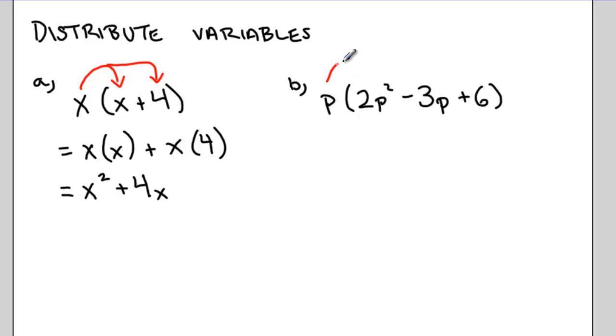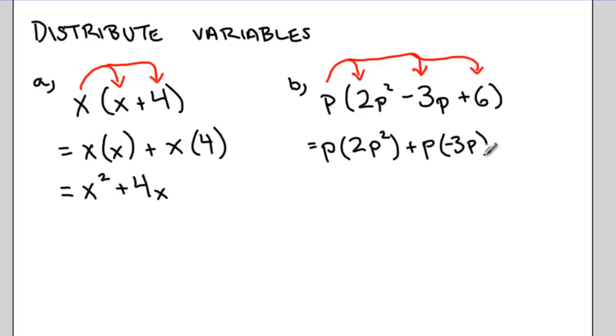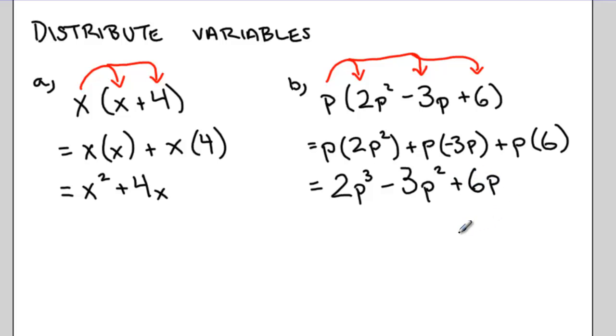Example B, same idea, even though it's a trinomial, I can still distribute the variable p into the trinomial. I would get p times 2p squared plus p times negative 3p plus p times 6. Again, we use our exponent laws. Since we're multiplying two variables together that are the same, we would add the exponents. That would be 2p cubed minus 3p squared plus 6p.